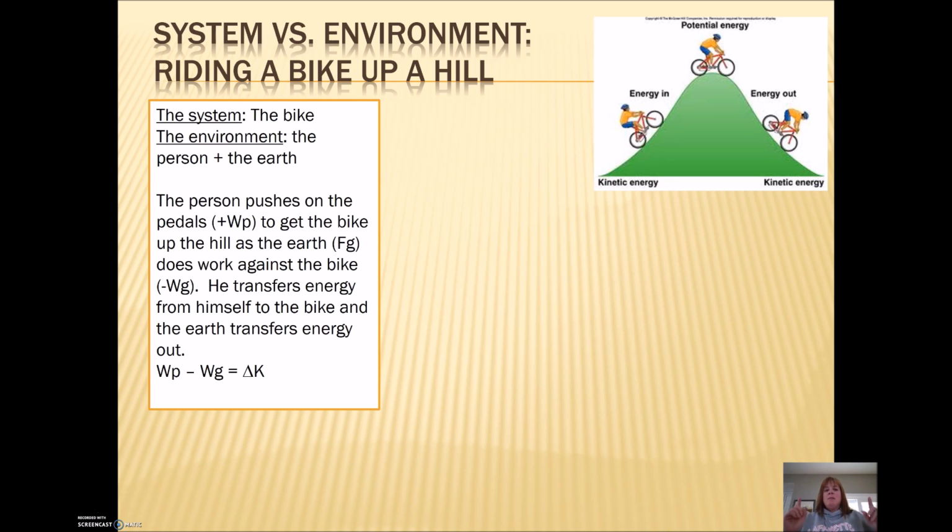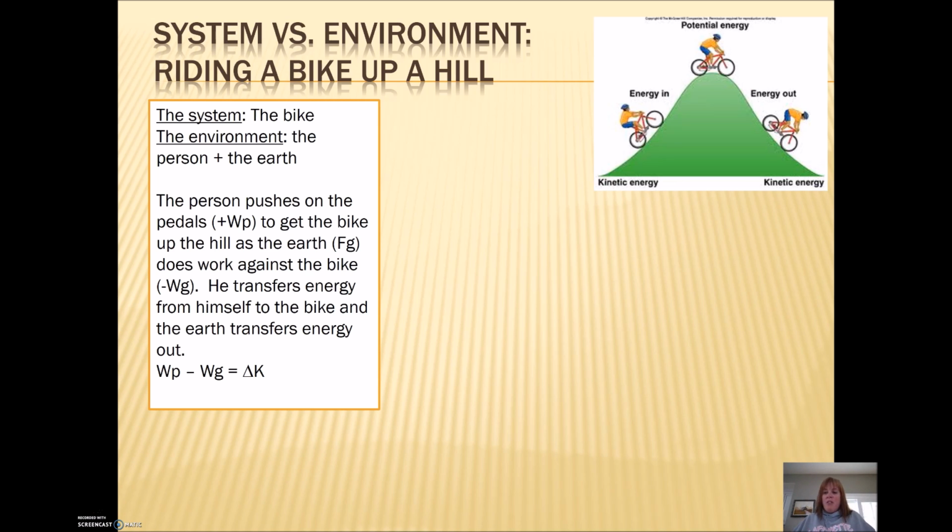So if the bike is the system, the bike can only have kinetic energy. A single object can only have kinetic energy. Remember, in order to have gravitational potential energy, the earth has to be in your system. So if we just choose the bike, that means the bike's kinetic energy is changing, and how it's changing is that the person is pushing on the pedals. So they're doing work by applying a force to the pedals, causing the bike to go up the hill. So that person is doing positive work, putting energy into the bike, into the system.